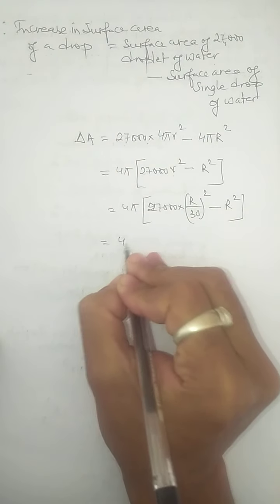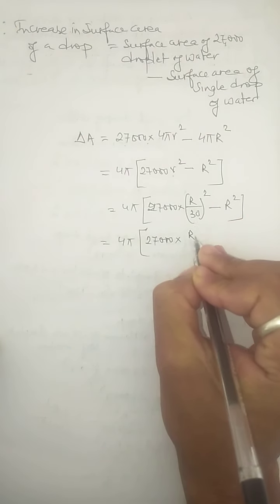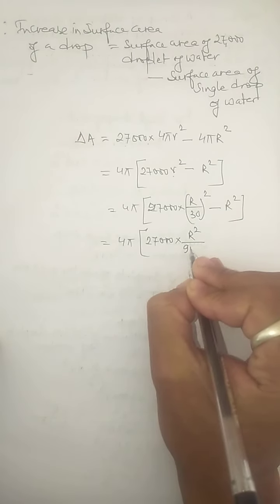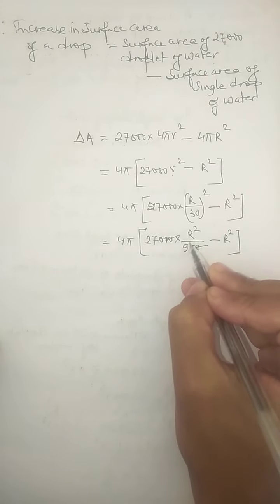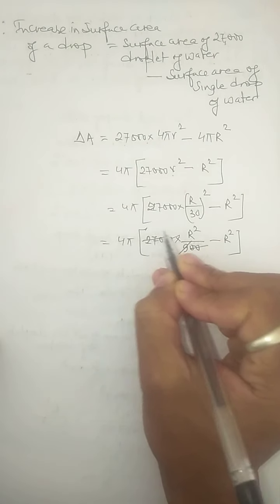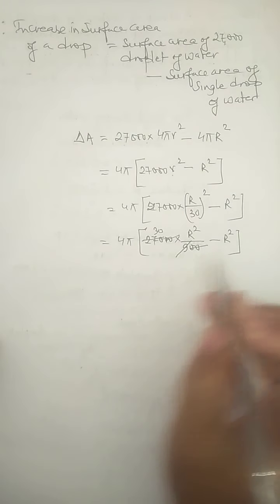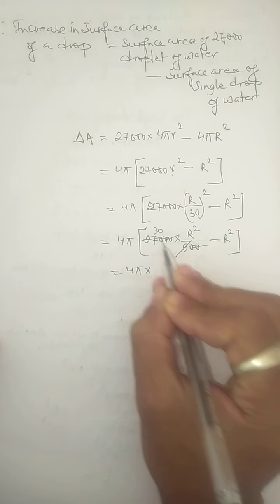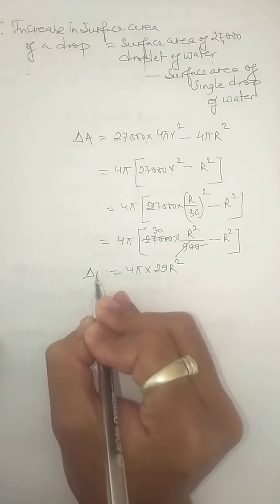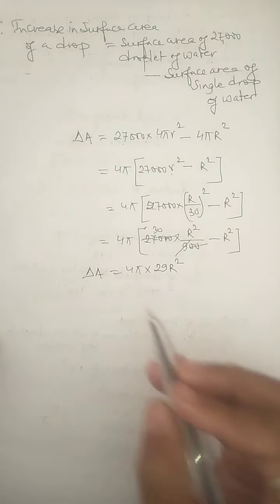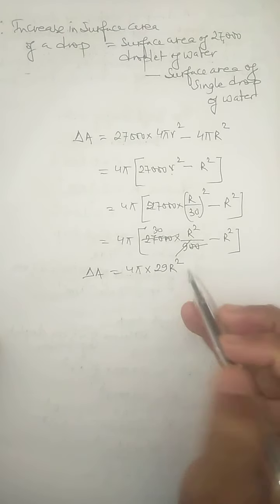So let's simplify further. So 4 pi, this is 27,000 into R square by 30 square, which means 900, minus R square. So this 0 cancels out, 9 1s are 9, 9 3s are 27, which means 30. So now it's coming 30 R square minus R square. So this is 4 pi into 30 R square minus R square, which means 29 R square. So look at the increase in surface area of the drop, that is 4 pi into 29 R square.